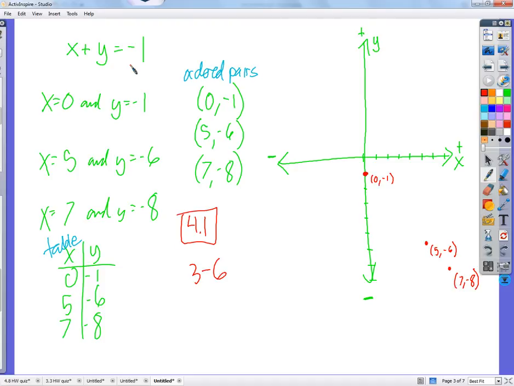So any x and y that you can plug in here that makes the equation true, what do we call that when you have that correct x and y? What's the word for that? So if you've got an x and a y that make the equation true, like 0 and negative 1, that makes the equation true. Therefore, 0 comma negative 1, we can say, oh, x is 0 and y is negative 1, however you want to say that, is a solution. 5, negative 6, that's a solution. 7, negative 8, that's a solution.